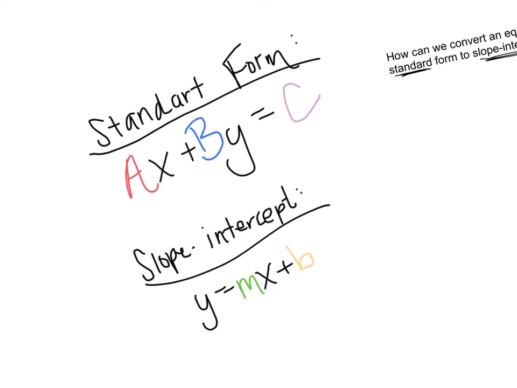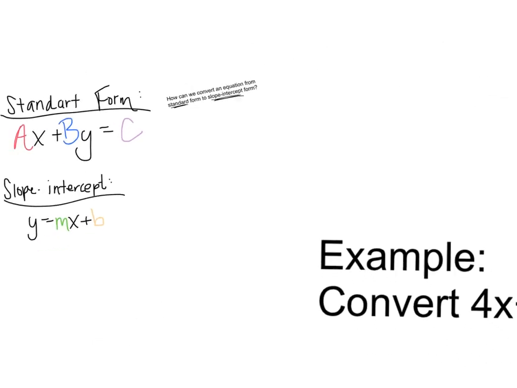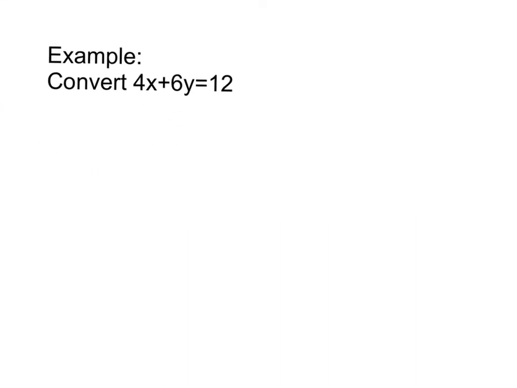If you remember from this, standard form is ax plus by equals c, where a, b, and c are numbers. Slope-intercept form is y equals mx plus b, where m is the slope and b is the y-intercept. So let me zoom out one more time. Let's look at this first example. Convert 4x plus 6y equals 12 into slope-intercept. So this is actually already in standard form. Remember, we want to get it into this form, y equals mx plus b.